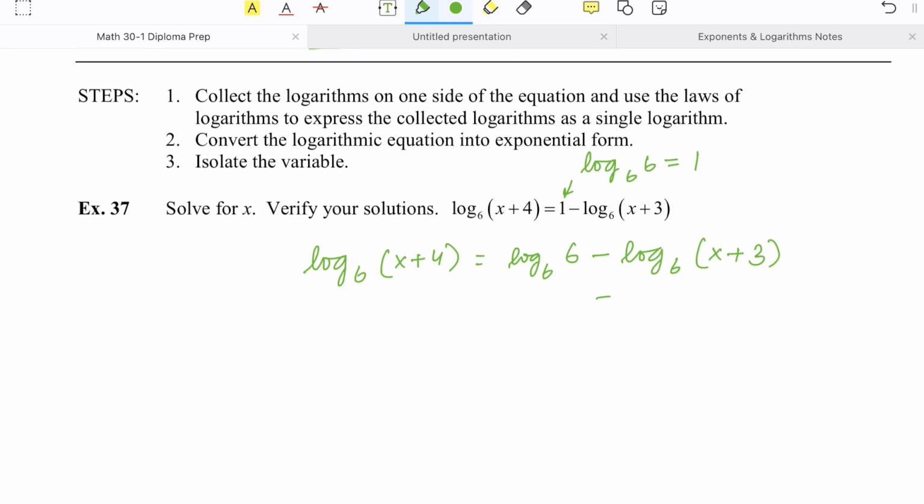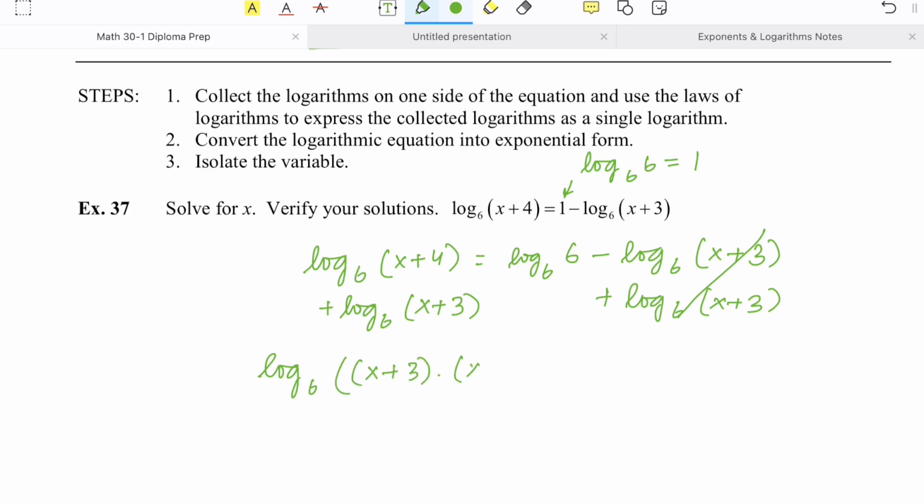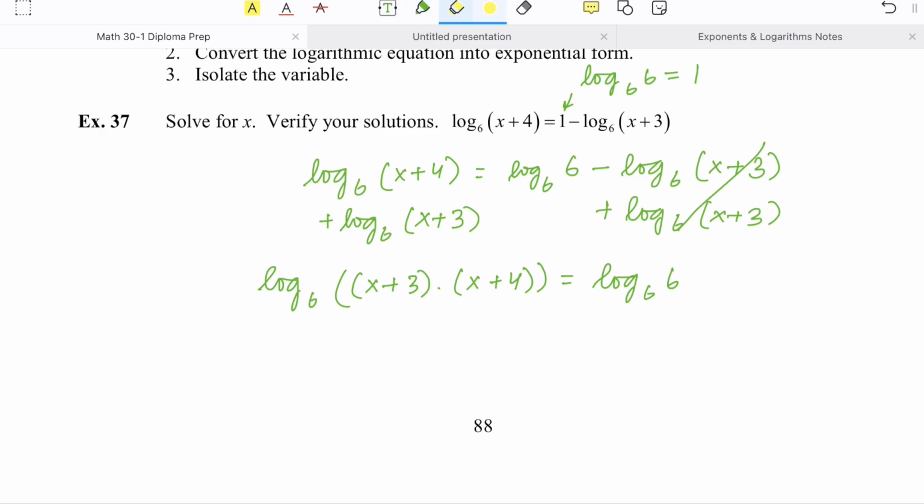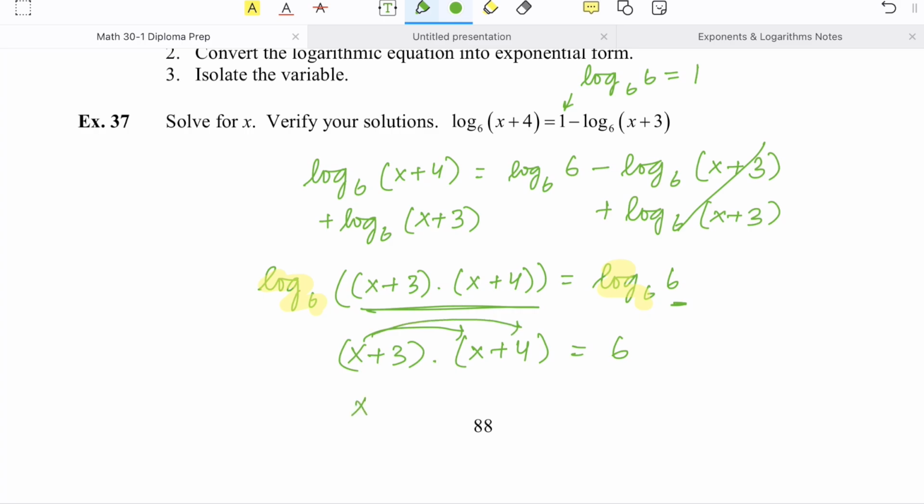Now I'm going to move my logs to one side by adding it to both sides. So this is going to be 0. Log 6, and it's being multiplied with another thing. That means I can use my log law, in which I can multiply the terms if they have the same base. Because my logs are the same here, I can just equate them with each other. So (x plus 3) times (x plus 4) is equal to 6. Let's distribute it. We have x squared plus 4x plus 3x plus 12 is equal to 6.